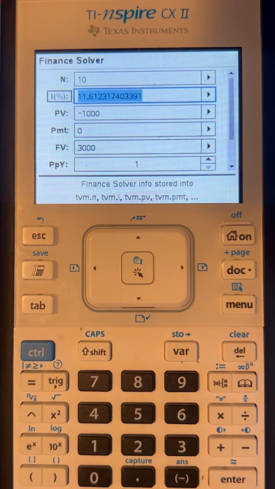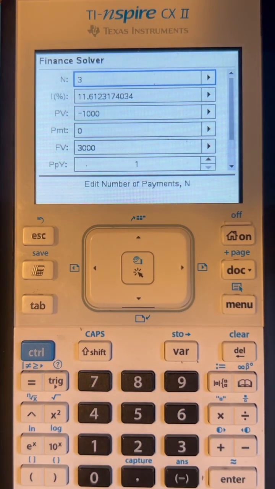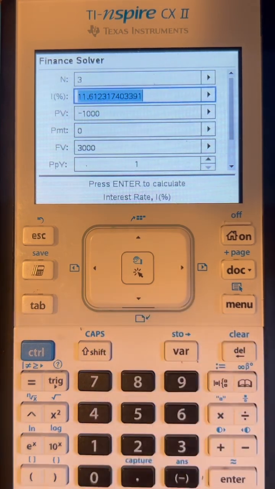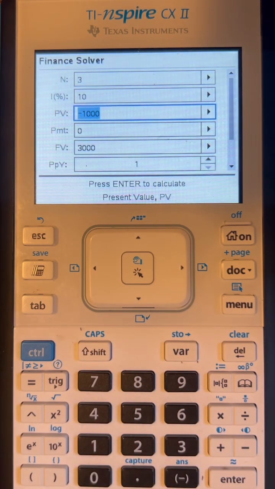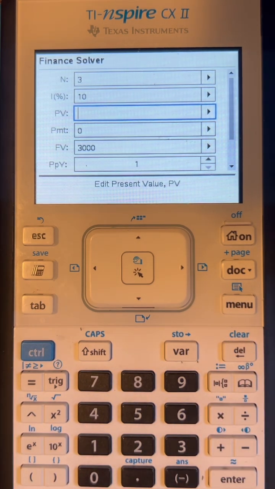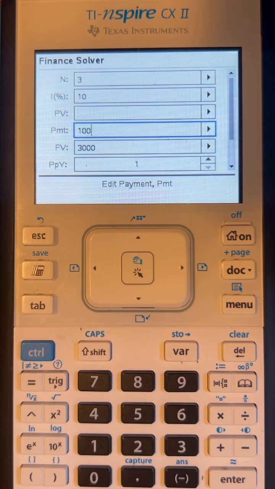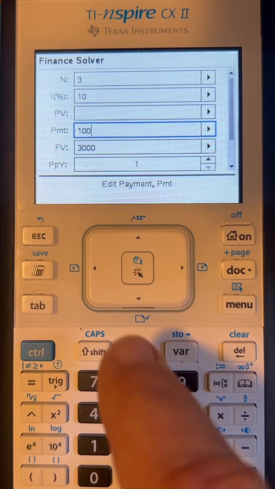Okay, so in this problem, we're going to make 3 annual payments. So n is the number of payments, 3. The interest rate in this problem, we're going to start off with a 10% interest rate per year. Remember, we enter the interest rates as the actual percentage, not the decimal equivalent. We need to calculate the present value this time. We are going to get payments of $100 each year for 3 years. Okay, so that's the yearly or the annual payment.